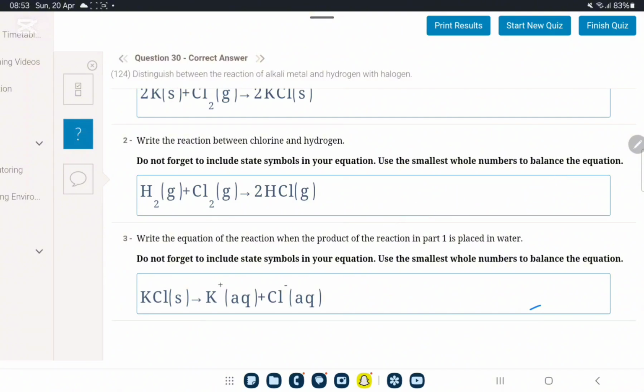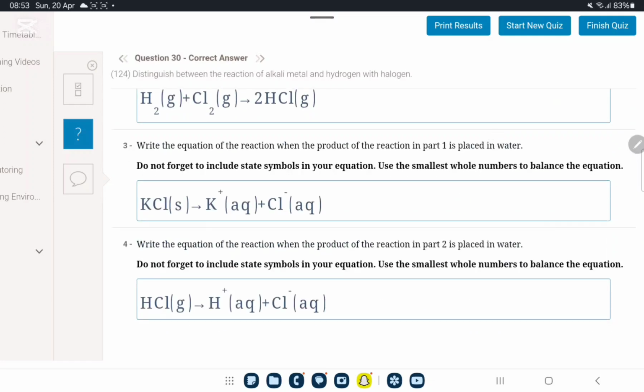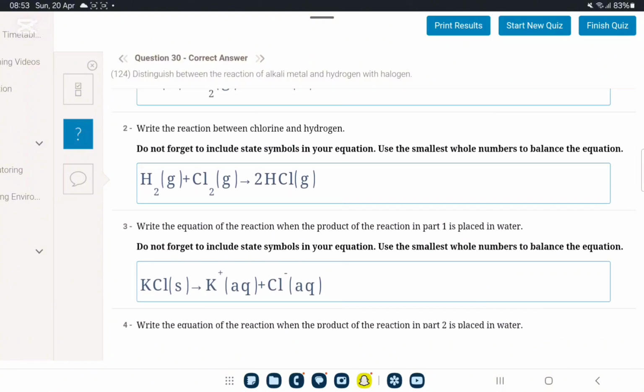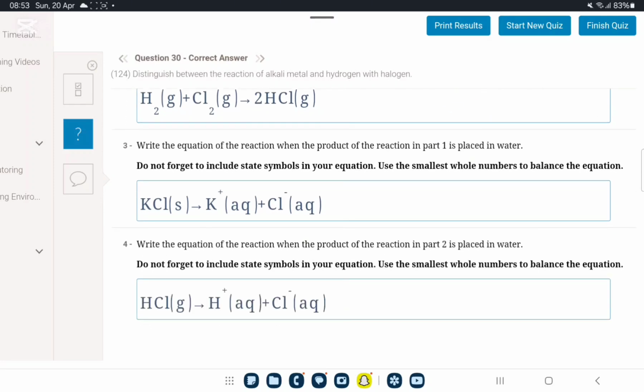And then last part of the question, part 4, write the equation of the reaction of the products when the product of the reaction in part 2 is placed in water. Again, HCl is molecular, but when you put it in water it dissociates into the ions. So HCl plus H2O or water, or whatever you wanna call it, it's H plus and Cl minus.